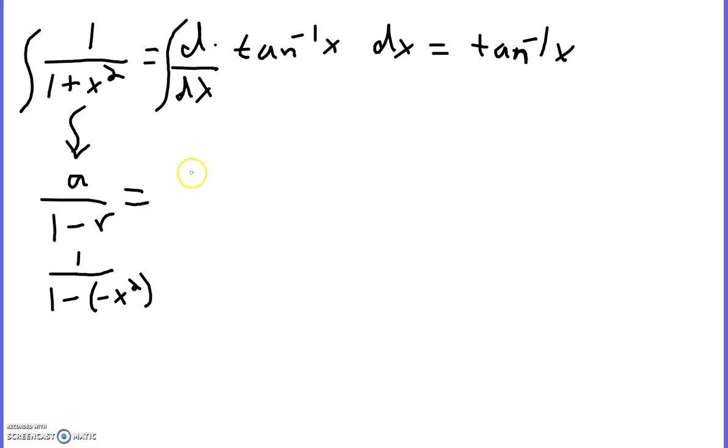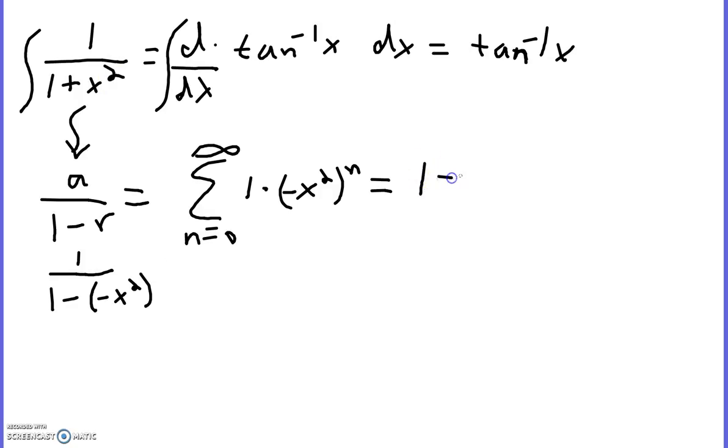Because an infinite geometric series looks like this. You've got the summation n equals 0 to infinity of that first term 1 times that common ratio minus x squared raised to the n. And when you expand that out, keep in mind, all of this is equal to 1 over 1 plus x squared. That ends up being 1 minus x squared plus x to the 4th minus x to the 6th plus x to the 8th and so on and so forth.